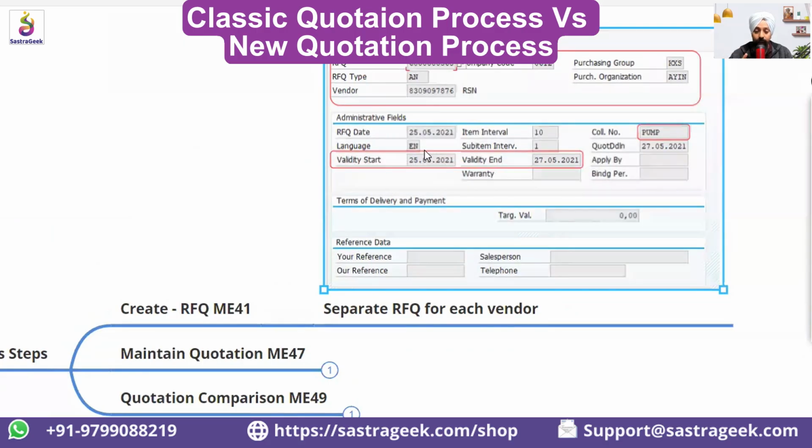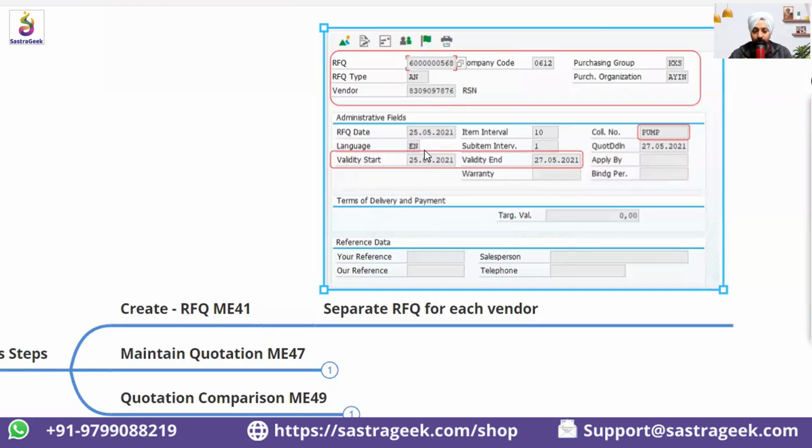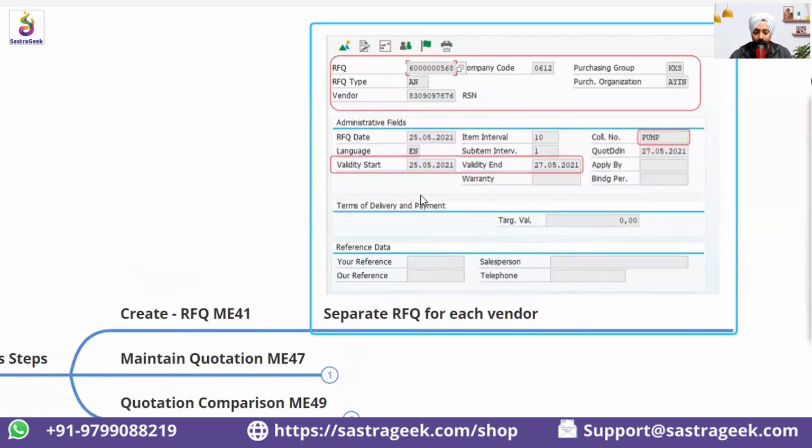Now here you need to notice one thing to understand the difference between the classic quotation and the S/4HANA quotation process. You need to understand this RFQ number that you are generating is tied to the vendor number. So for every vendor, we generate an RFQ. If you have a requirement and want to send a quotation to 10 vendors, you need to generate 10 individual RFQ documents, a separate RFQ for each vendor.